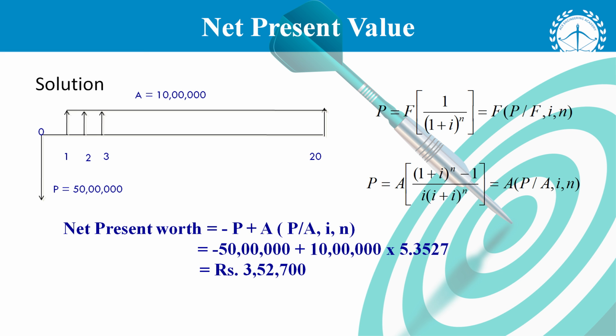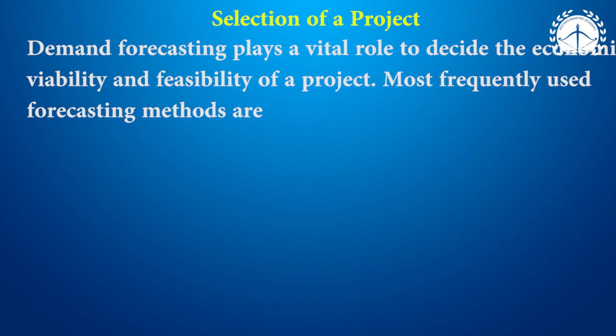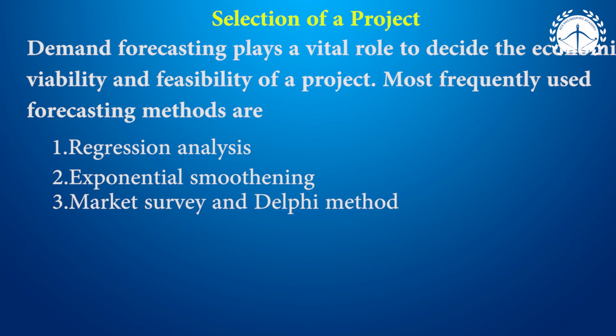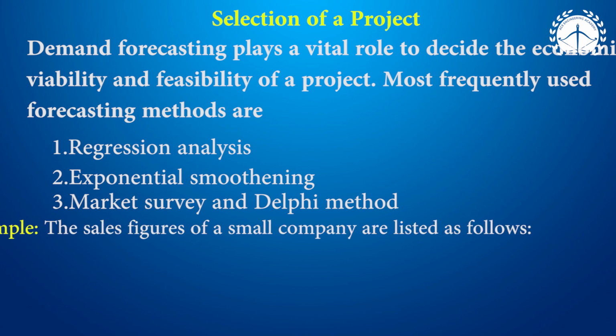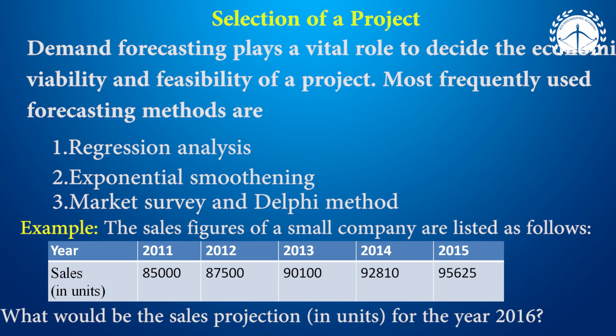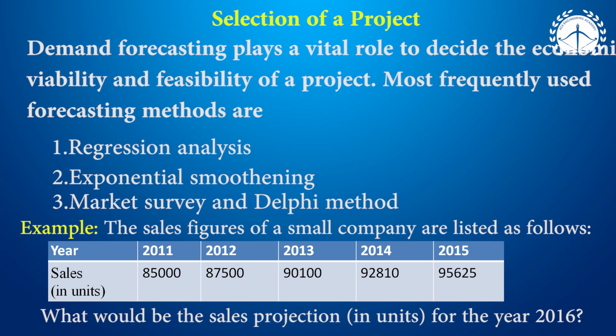Next, another important issue, as I mentioned, demand forecasting. As per demand forecasting, there are methods: regression, exponential smoothing, market survey, and Delphi method. So for example, you take this data, 2011 to 2015, some sales figures are available. This is old data, past data. Based upon the past data, we are going to guess the future demand. That means what would be the sales for 2016.